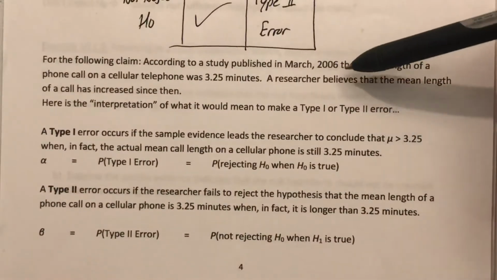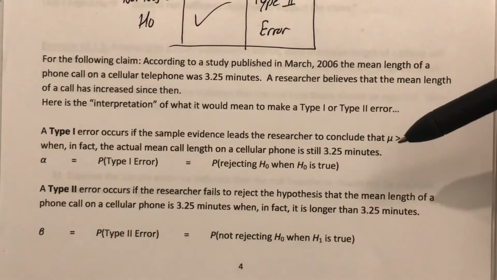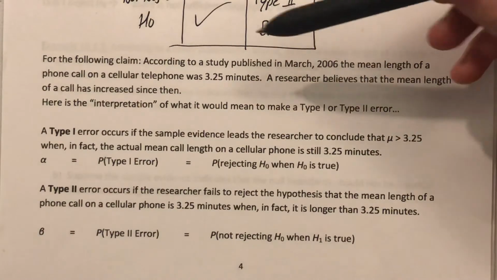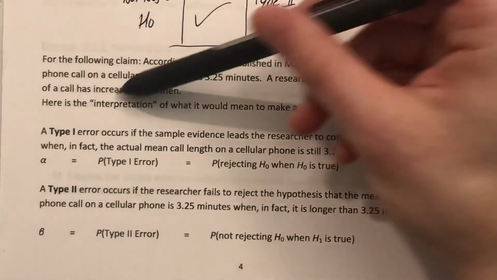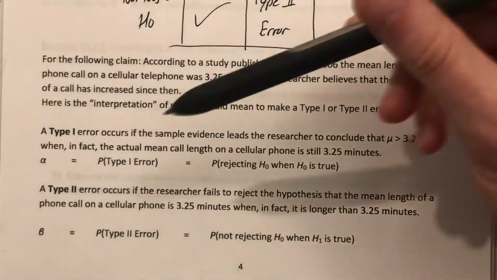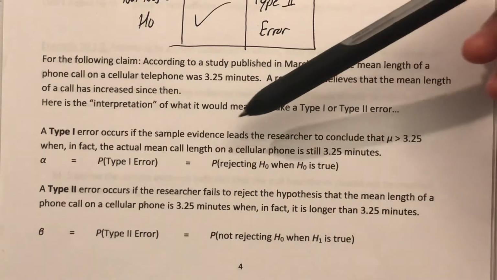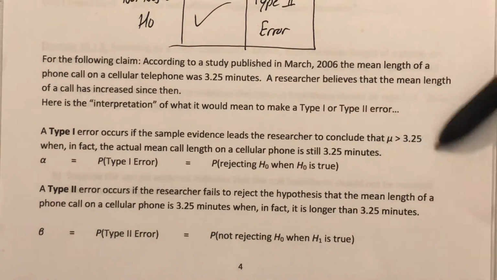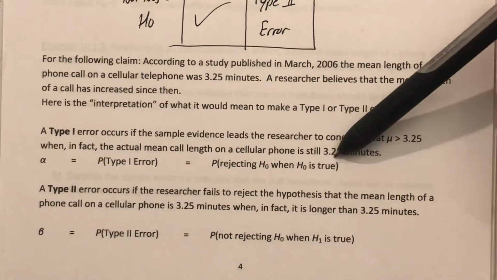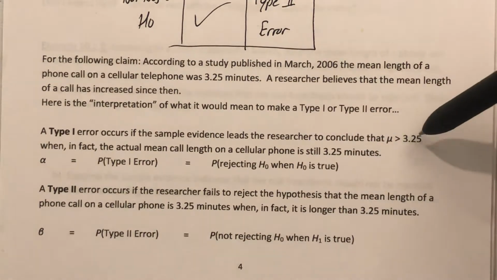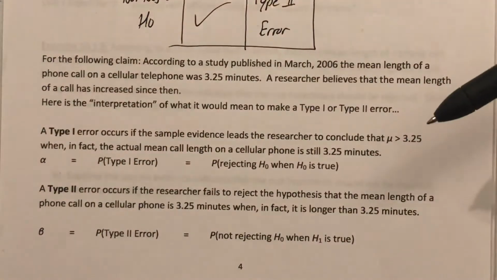Now, in this situation from earlier, the mean length of phone call studies, the interpretation of the type 1 and type 2 error. Remember, in this case, the null was that it was 3.25, and the alternative was that it was increased, larger than 3.25. So the type 1 error would have occurred if our sample told us to conclude that it was larger when in fact the mean was actually 3.25. The null was true, but we supported the alternative. That would be a mistake, and again, that's the one we want to avoid.